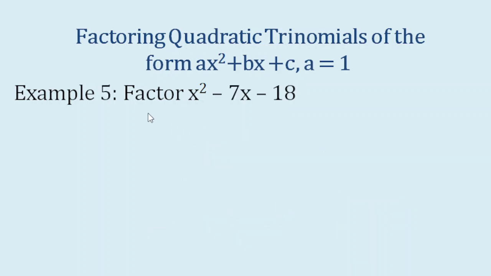Example number 5. Factor x squared minus 7x minus 18.